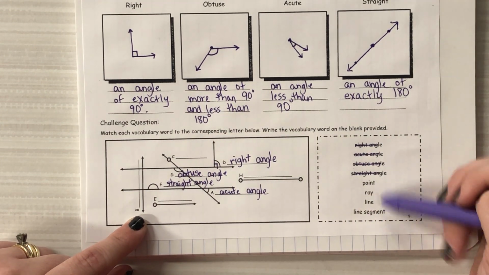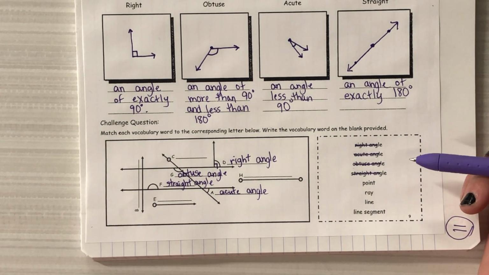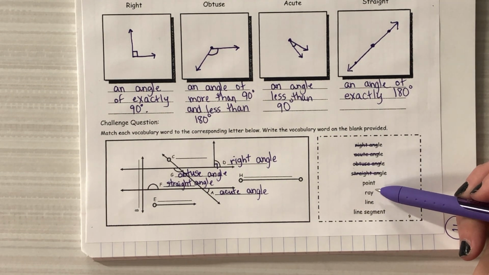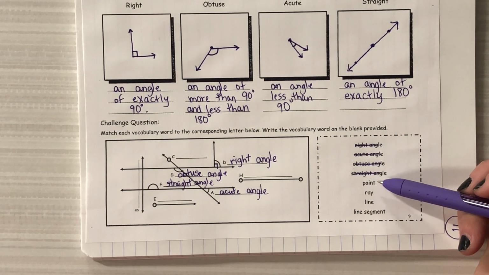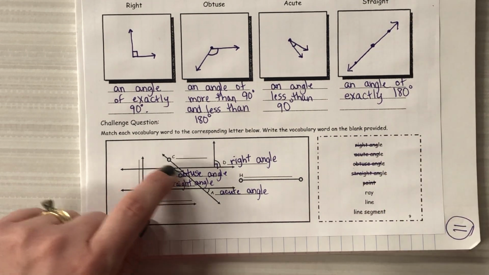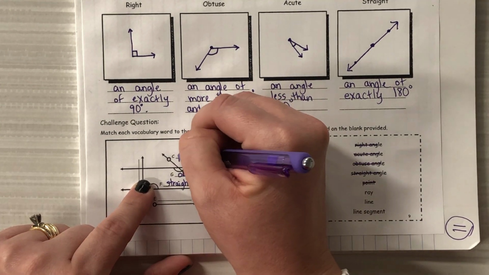The last 4 are the ones that were in our box on our teach page, where we were given examples and definitions. So the first is a point. So a dot that represents a place in a location. So when we see point, we see a dot that represents a place on a line. So we're going to write the word point.